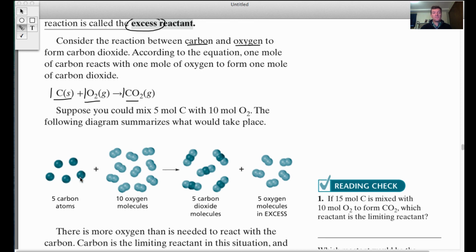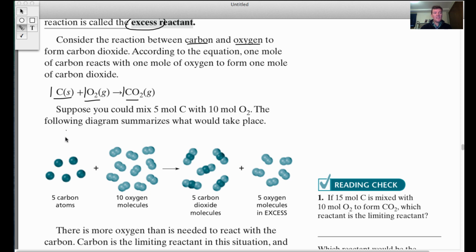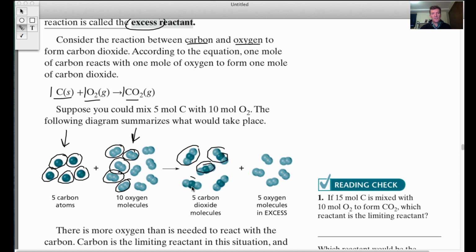So if you've got five parts carbon and you've got 10 parts oxygen, well, they react in a 1-to-1 ratio. So for every one carbon, you need one oxygen molecule. One carbon, one oxygen molecule, and so on. Now from that reaction, you will form 1, 2, 3, 4, 5, the same number of carbon dioxide molecules. And what do you have left over? Well, 1, 2, 3, 4, 5 oxygen molecules are left over with nothing to react with.